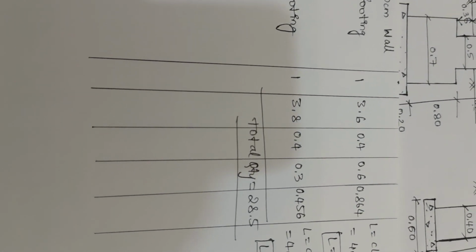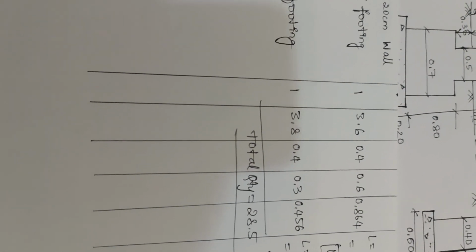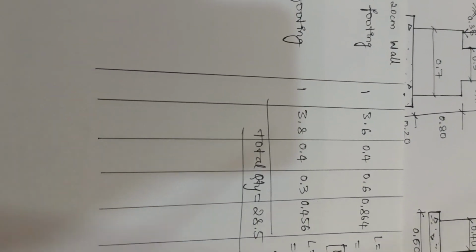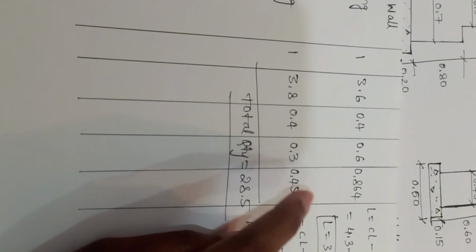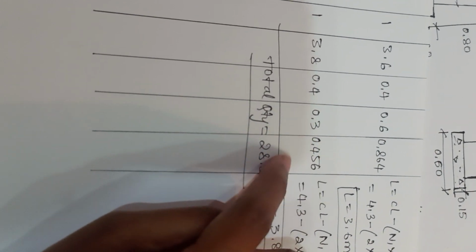So to find the total quantity of SSM, you add all the four values starting from the first footing of your 30 centimeter wall and ending up to the second footing of your 20 centimeter wall. If you add all the four values, you may get the total quantity of your SSM.